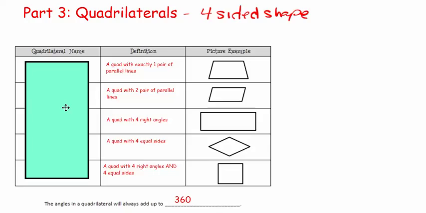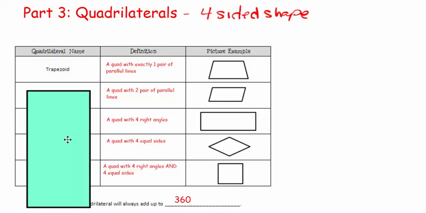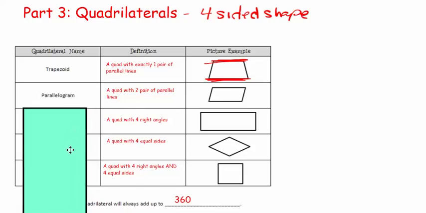All right, the first one, the quadrilateral with just one pair of parallel lines. That is a trapezoid. That's the big deal. A trapezoid only has one pair of parallel lines. This one and this one. Those are the only ones that are parallel. Okay?